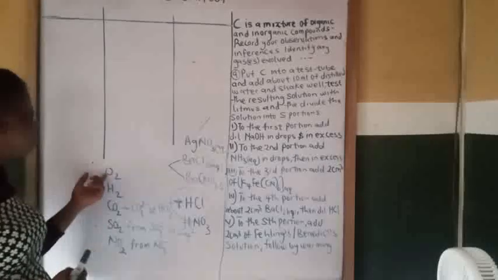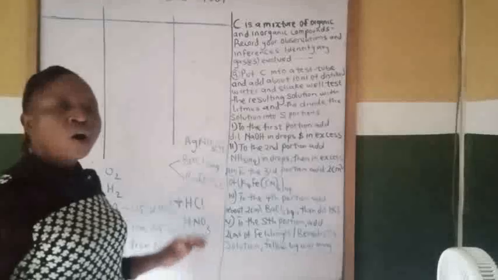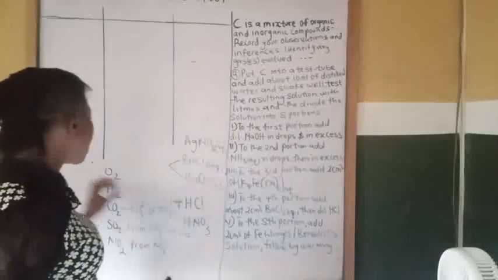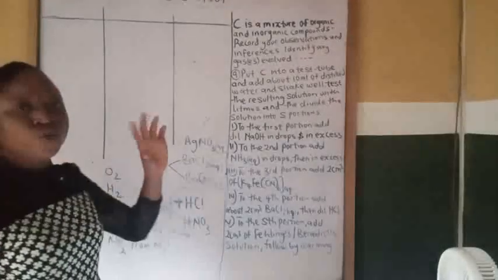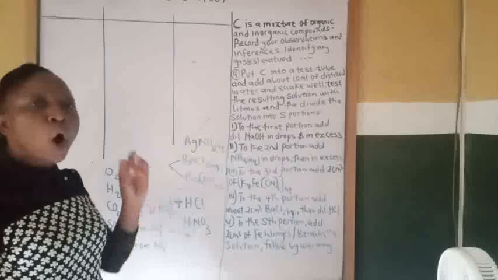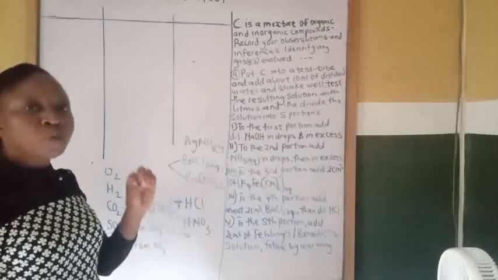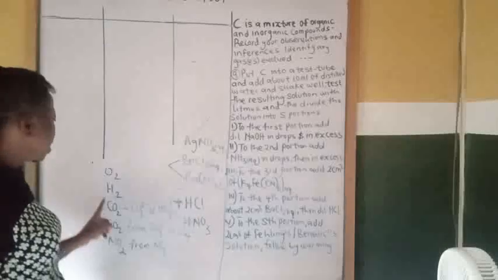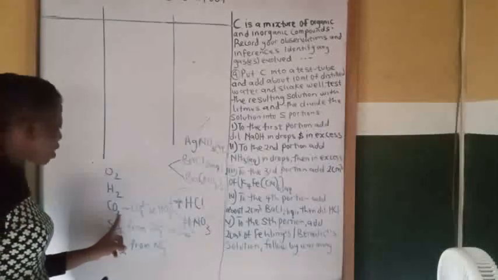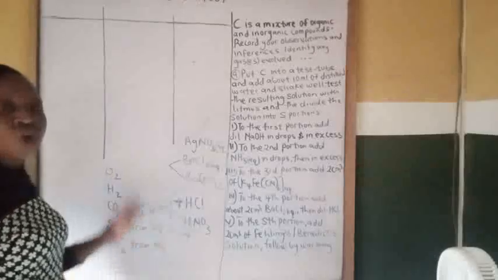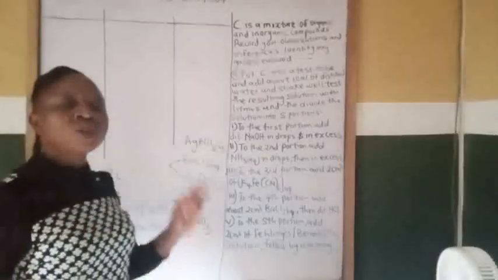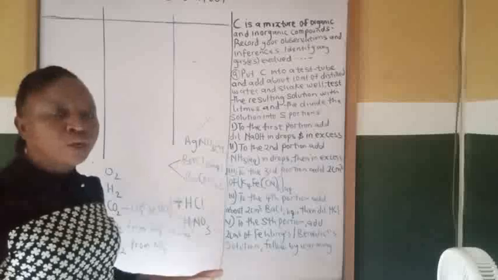Then oxygen gas. How can we test for oxygen gas? Oxygen gas is colorless and odorless, but it will rekindle a glowing splint. Then hydrogen gas is colorless and odorless. It will give you a pop sound with a lighted splint. Then CO2 gas, carbon dioxide gas, is colorless and odorless. It turns lime water milky.